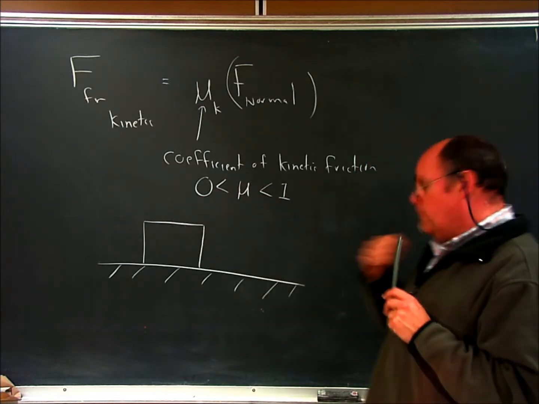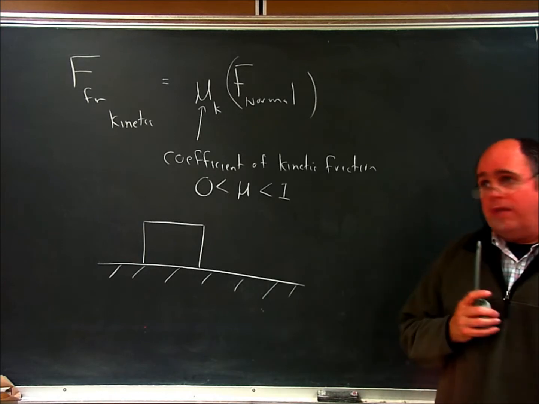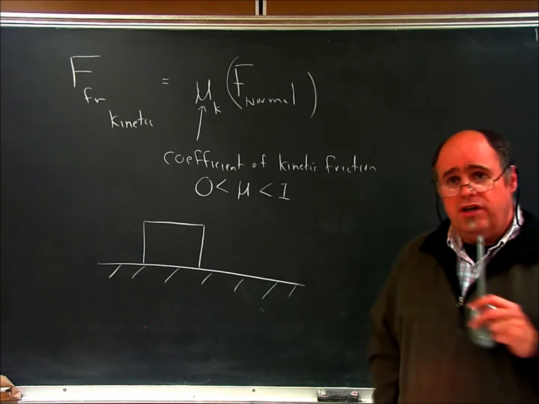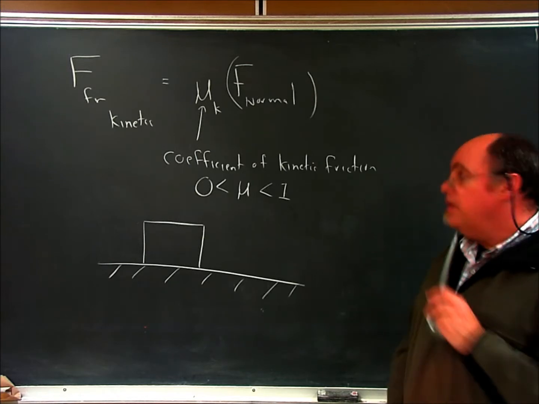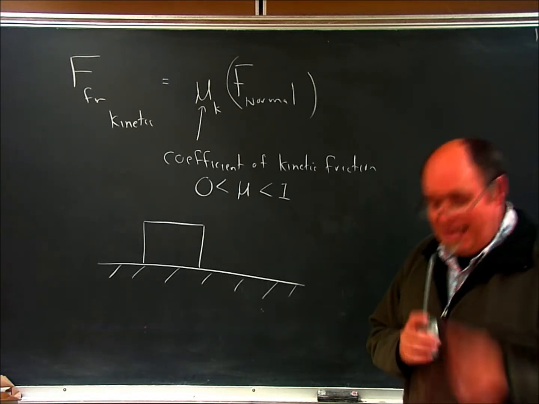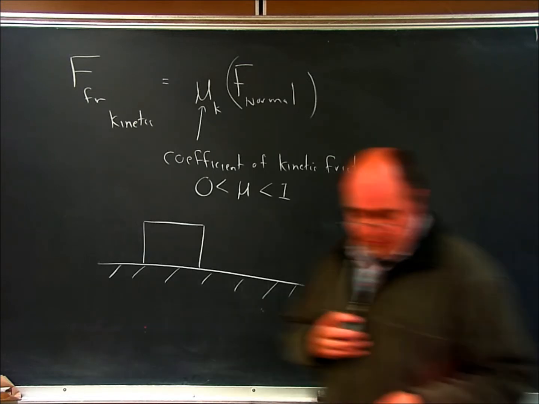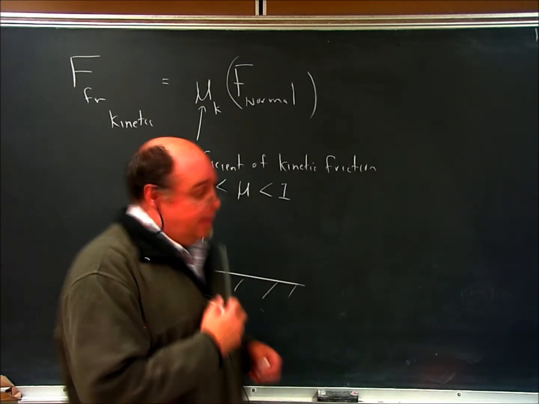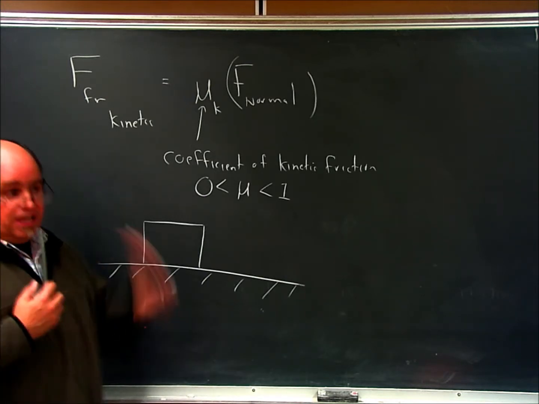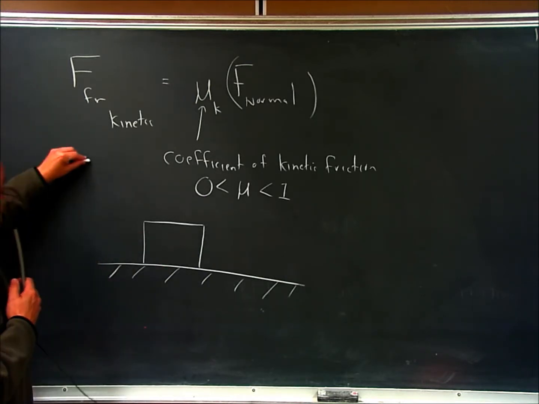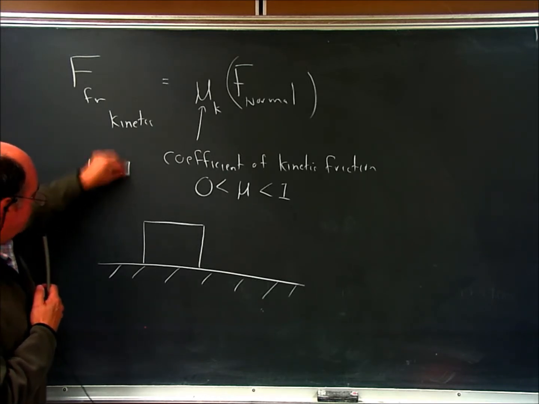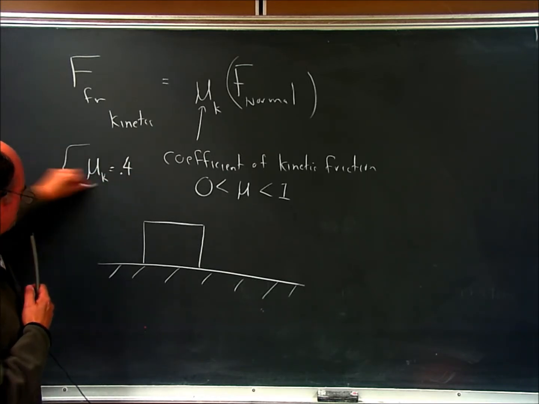So what we would typically do is look up in a table. In our book, there's a table of coefficients of friction. You can find that in Chapter 4, Section 8, and they give you a lot of coefficients of friction for kinetic friction. For instance, if this was a wooden box sliding on the wooden floor, they might just give you the fact that mu sub k equals 0.4. So they could just give that to you.